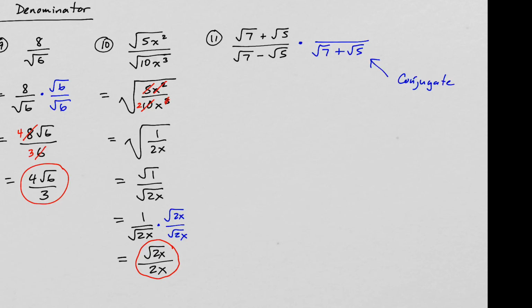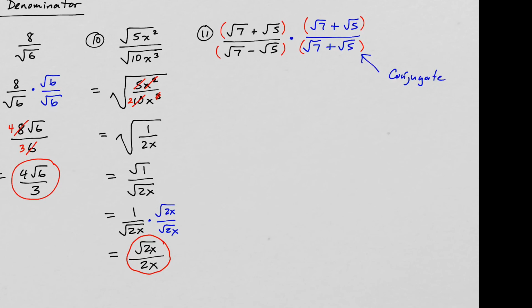Now, it's coincidental that this is the same as this. You would multiply by this here no matter what you have up here. But whatever you do to the bottom, you got to do the same thing to the top. So now we have to multiply these out, and this is going to be a lot of work. So what we get, big fraction.